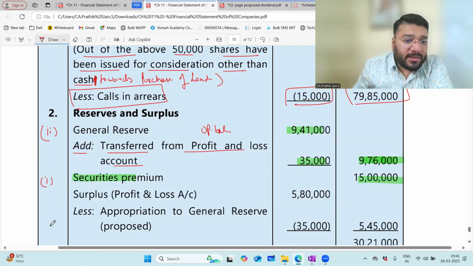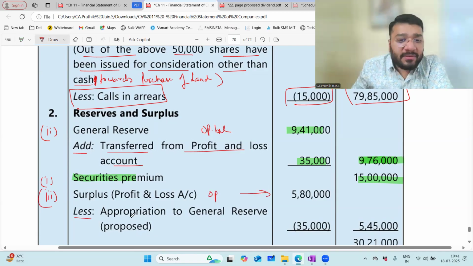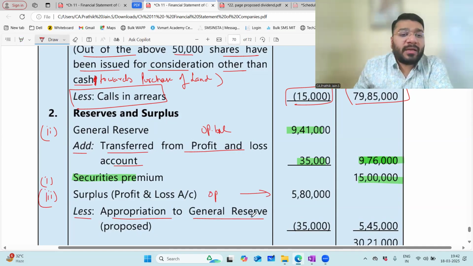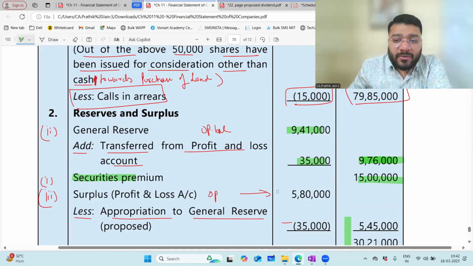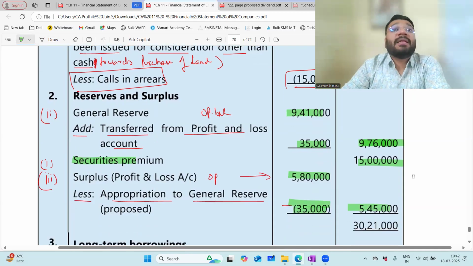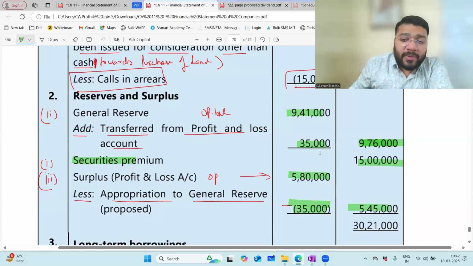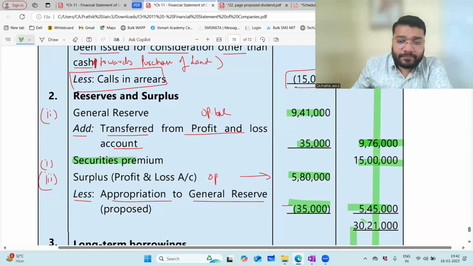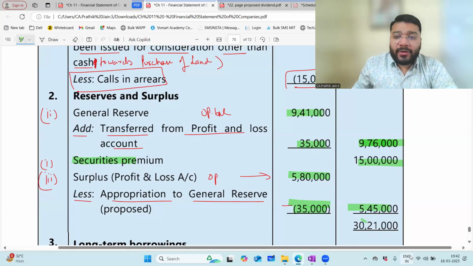Third is current year surplus. Opening balance 580, less transfer to general reserve, minus 35,000. So balance is 5,45,000. So general reserve and surplus will come in the inner column and the final amount in the outer column, and securities premium directly in the outer column. So 30,21,000. Are you all getting? Please check.